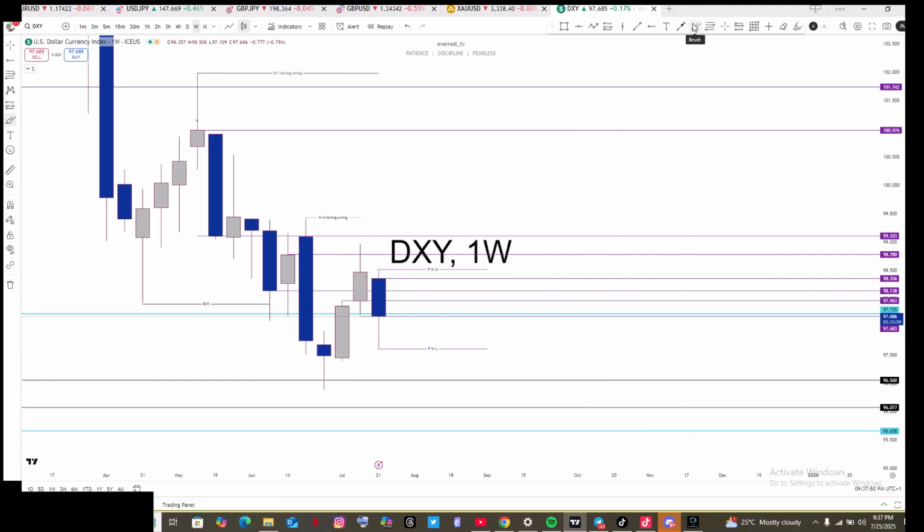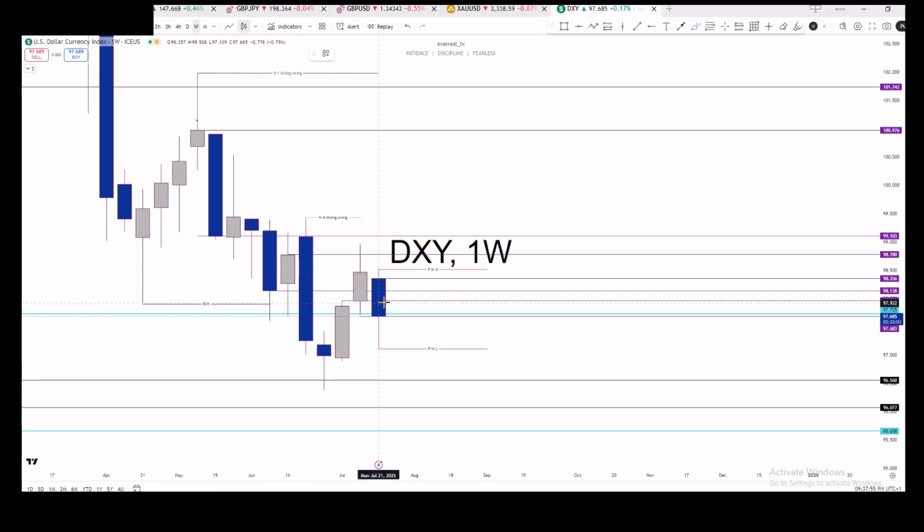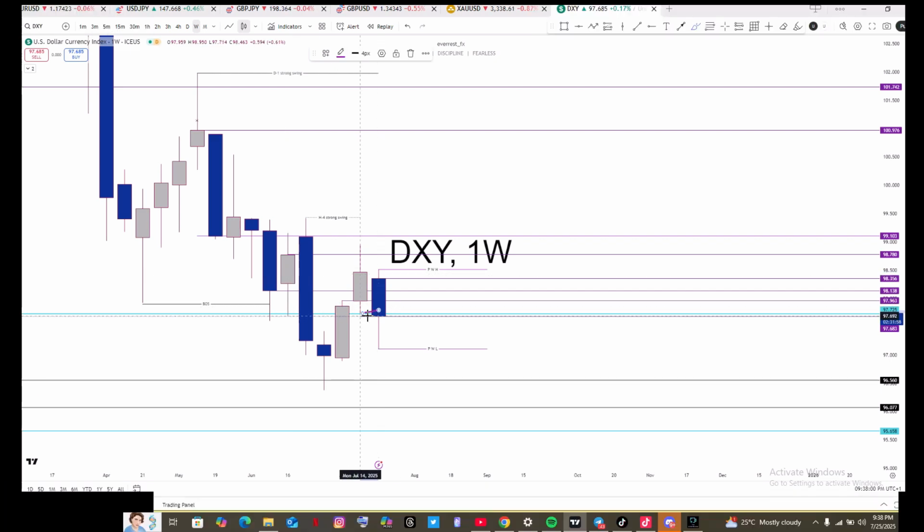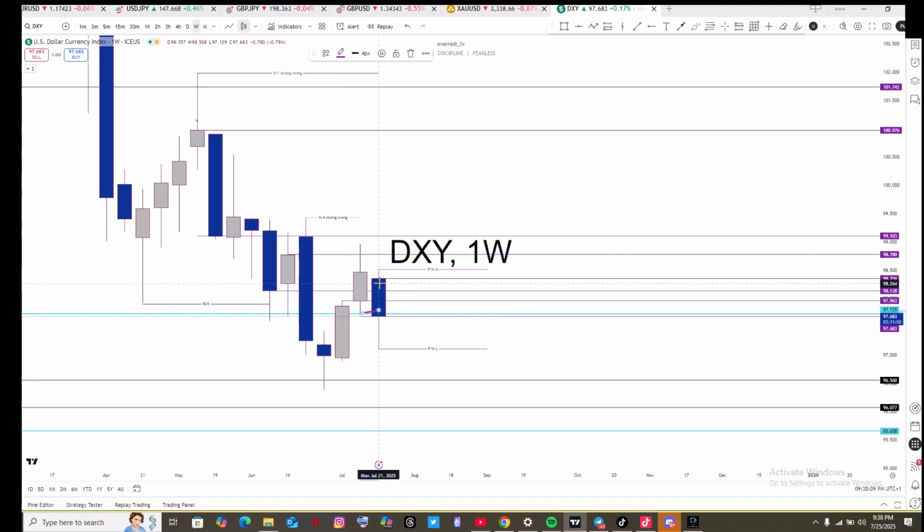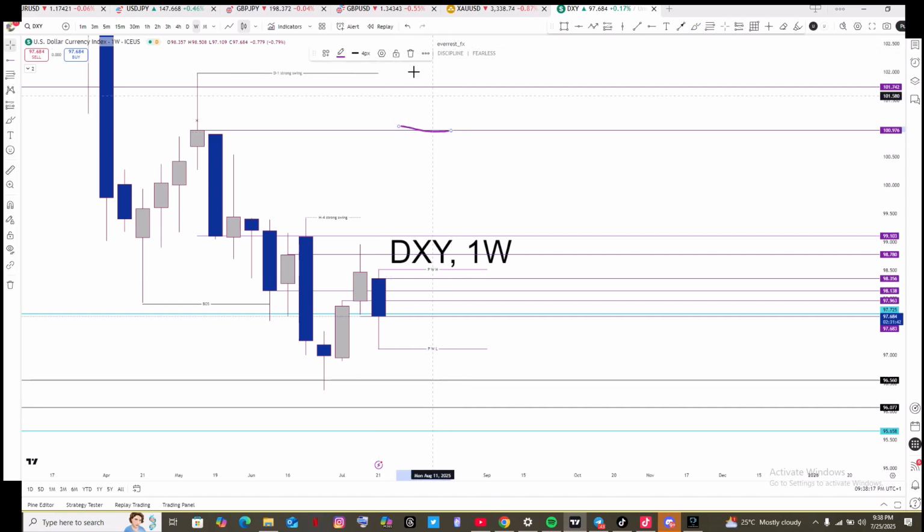Now, from what I'm seeing here, this week closed below the previous week. Now, to me, that is a bearish sign. But when we go to other time frames, we can use that as a confirmation. But I won't just say that that's a confirmation that the XY will be bearish next week.